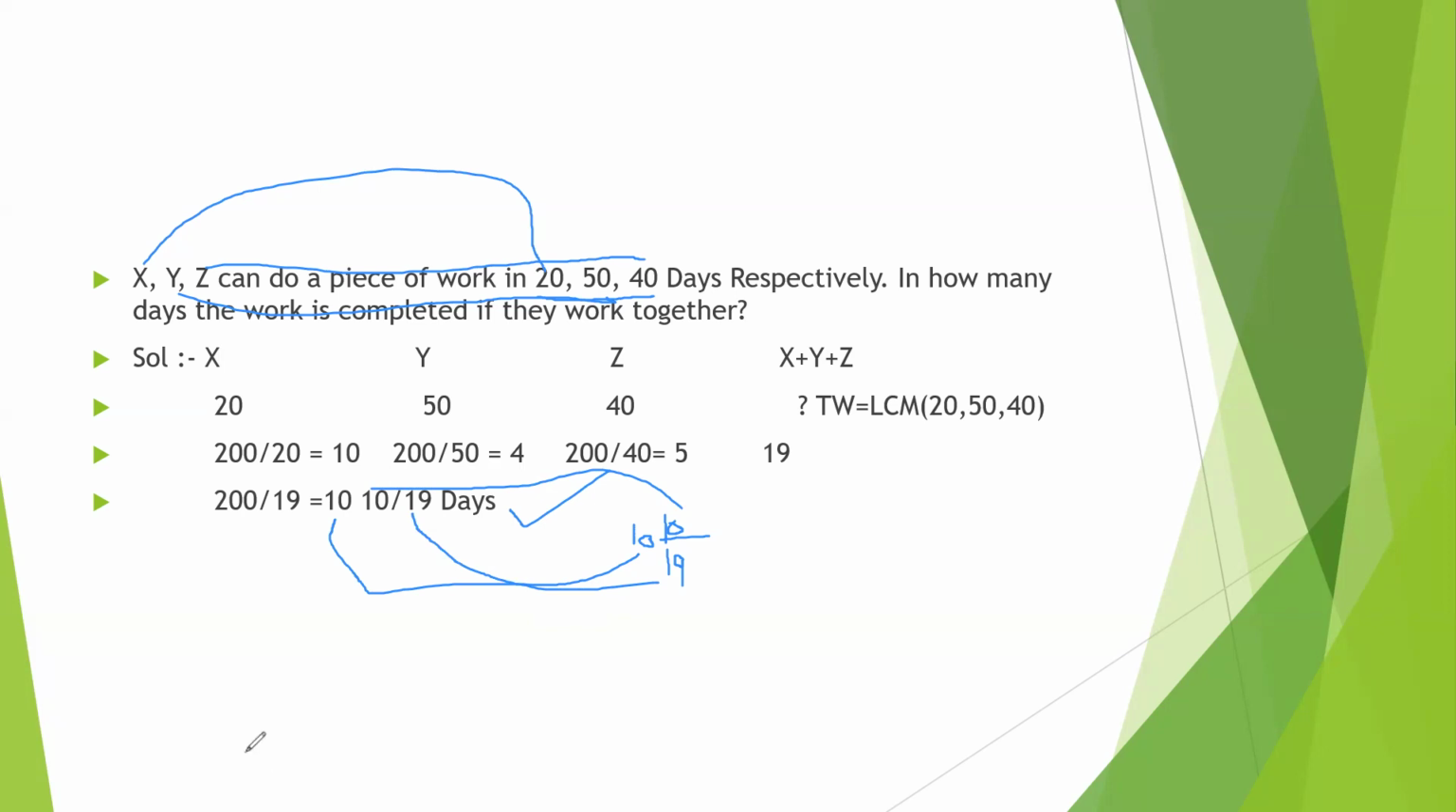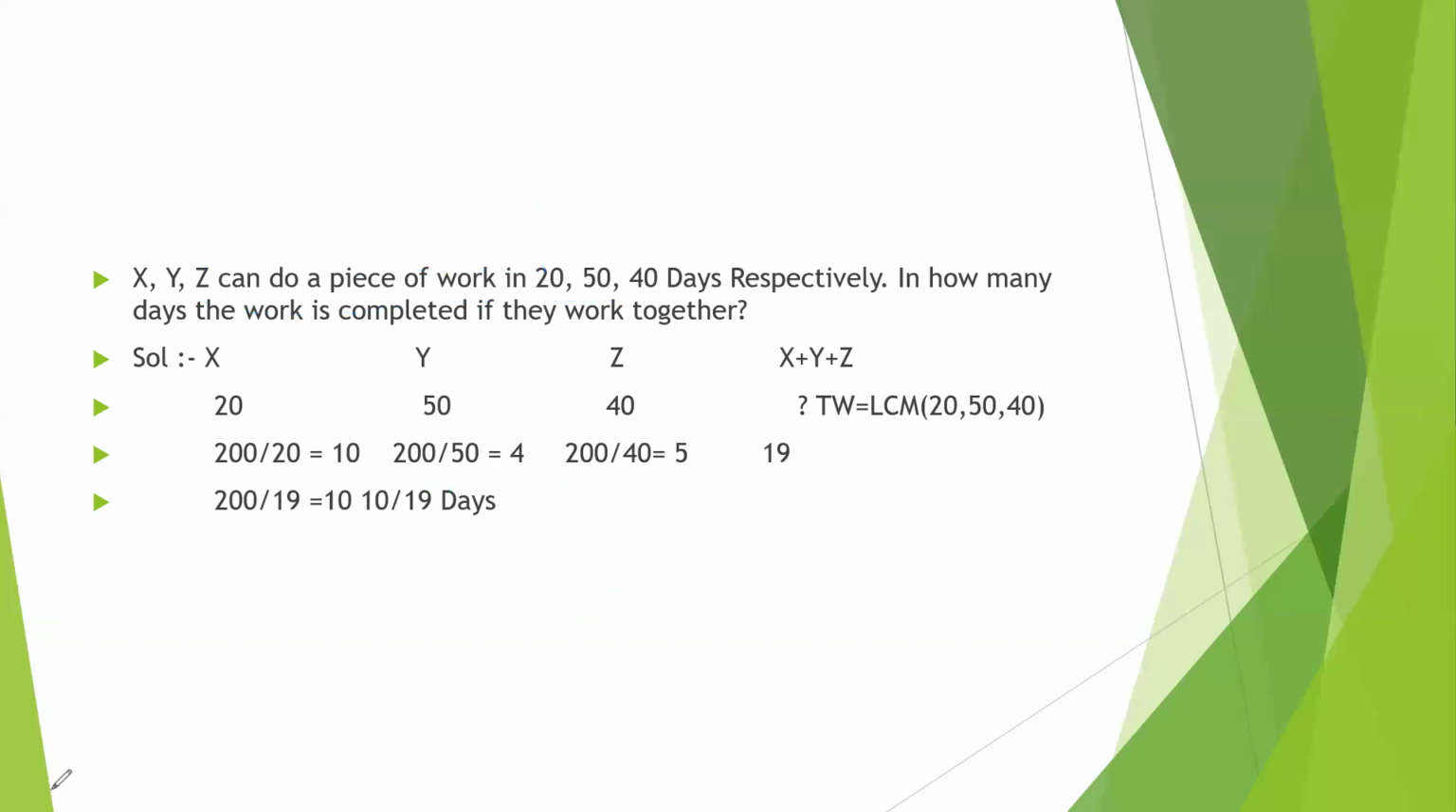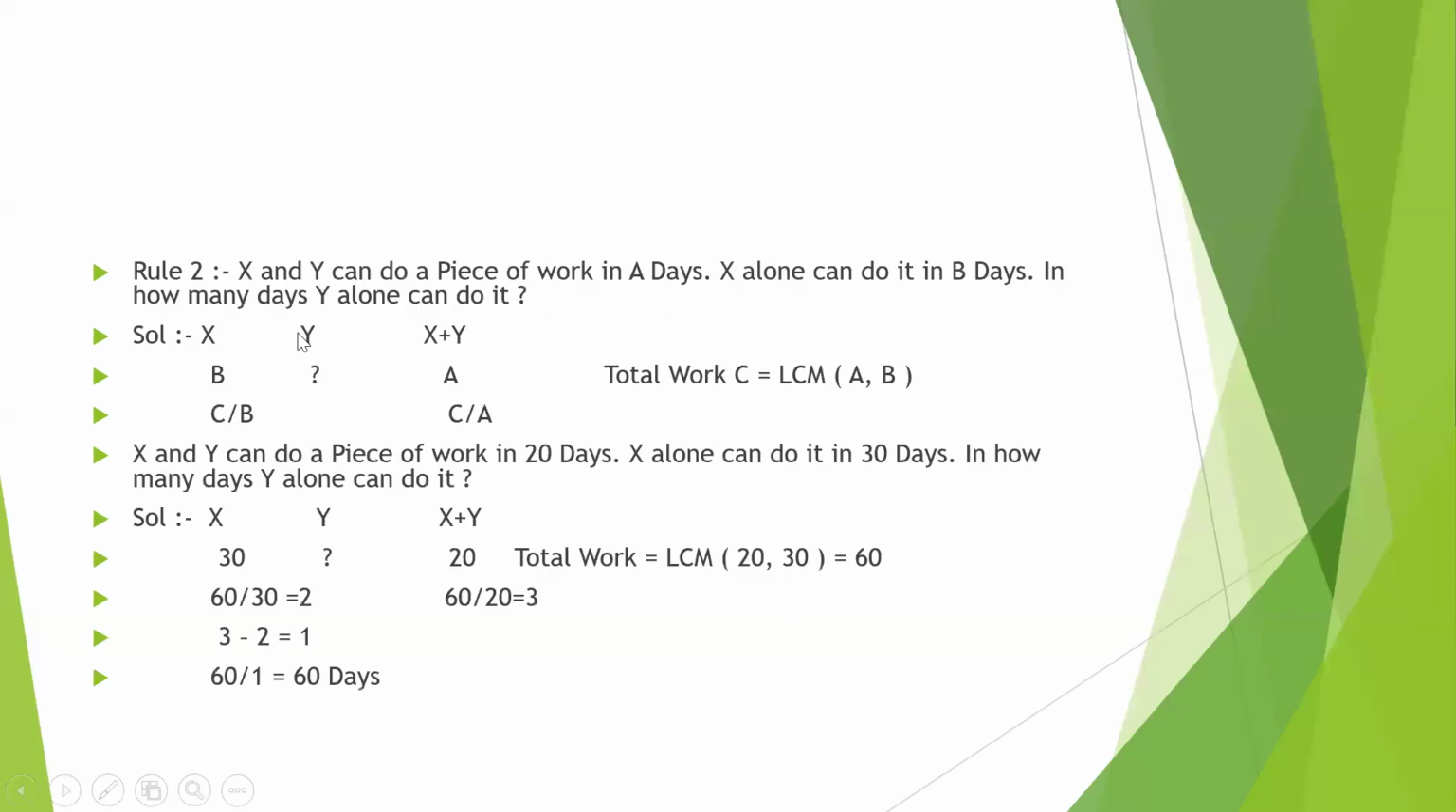Now let's do the second type of questions in time and work. In the second type, the combined work is given. If X and Y together can do a piece of work in A days, and X alone can do the same work in B days, then in how many days can Y alone do it?